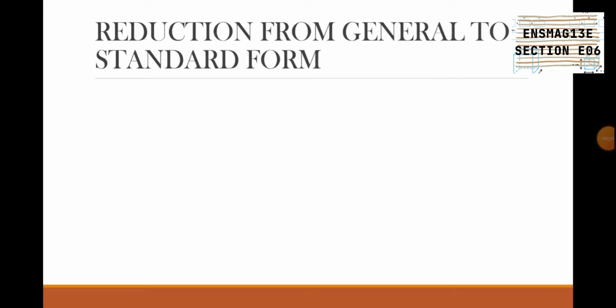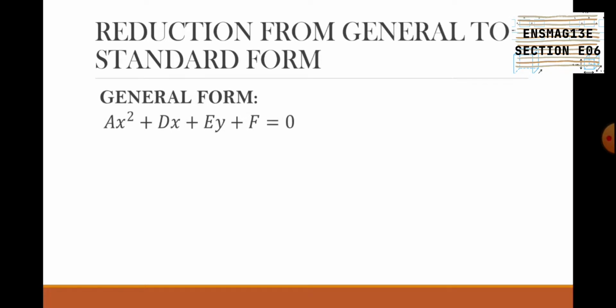Reduction from general to standard form. The general form of our equation of the parabola is ax squared plus dx plus ey plus f is equal to 0, and cy squared plus dx plus ey plus f is equal to 0. Let us remember again that if your x term is in the second degree, your parabola opens either upward or downward. If your y term is in the second degree, your parabola opens either to the left or to the right.